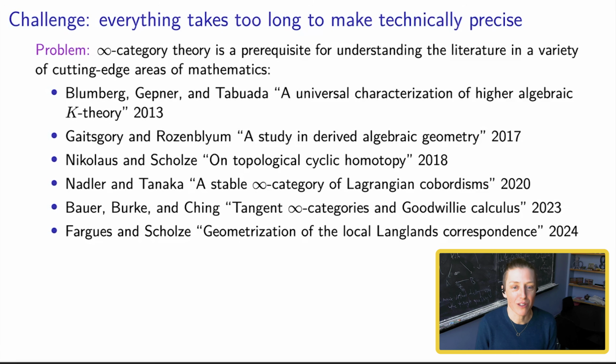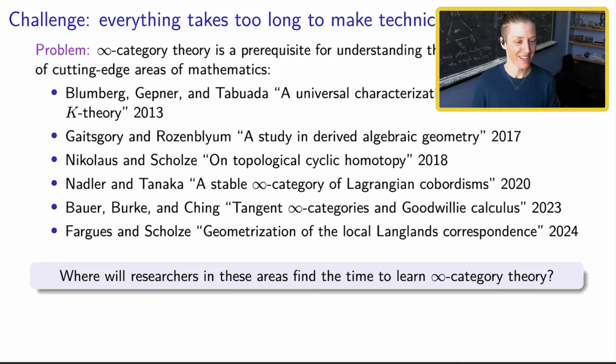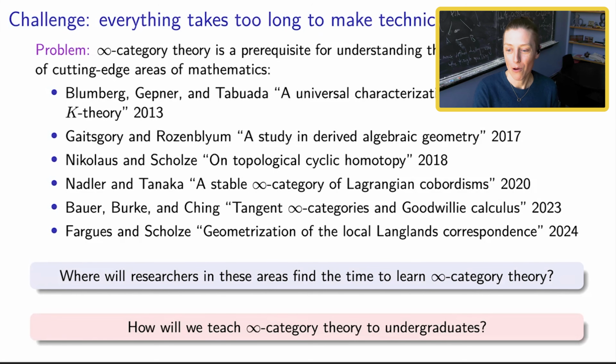Maybe a graduate student in those areas wants to read these papers and so needs to learn some infinity category theory. But where are they going to find the time? So where will researchers in these areas find the time to learn infinity category theory? Or, the pithy framing that I started with: how are we going to distill this to the point that it can be included as a standard part of the undergraduate curriculum? Make it easier to learn, so that this can be part of somebody's toolkit by the time they get to graduate school and are trying to read the cutting-edge literature in their particular area.